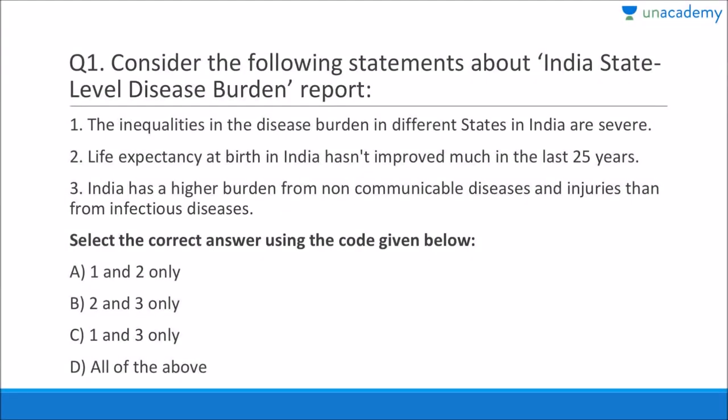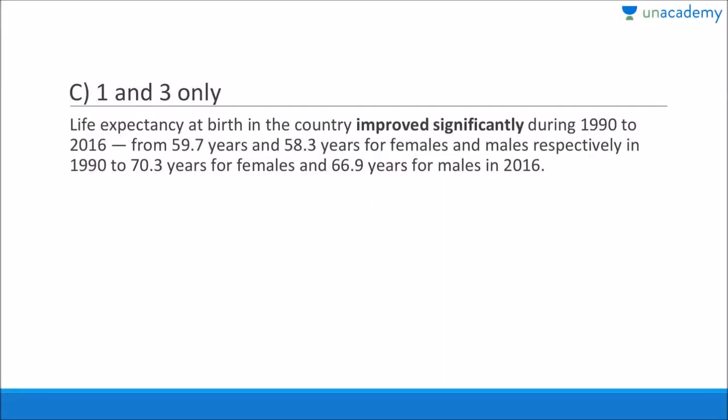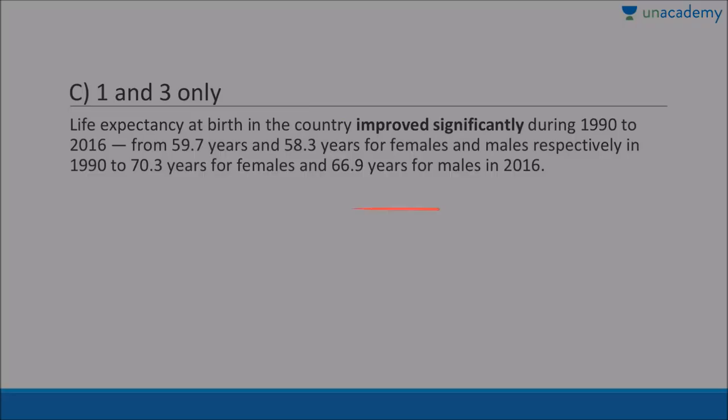Consider the following statements about India's state level disease burden report. The inequalities in the disease burden in different states in India are severe. Yes. Life expectancy at birth in India hasn't much improved in the last 25 years. This is absolutely wrong. We have improved around 10 years. India has a higher burden for non-communicable disease and injuries than from infectious disease. That is correct. Answer is C, 1 and 3. So it was 59.7 years for females. Now it is 70 years, and it was 58 years for males, and now it is 67 years.